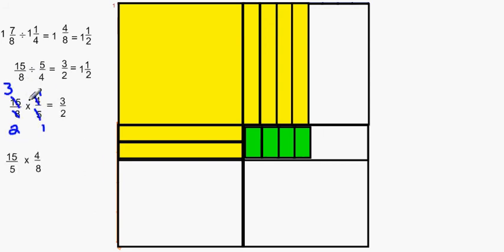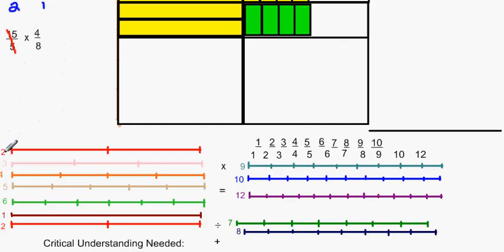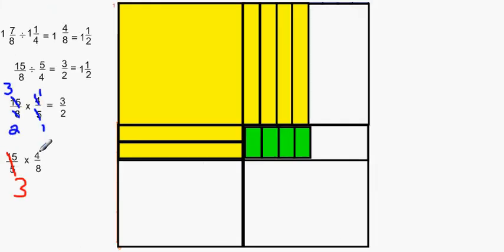So we could show that 15 times 4 can be written 15 times 4. 8 times 5 could also be written as 5 times 8. 15 divided by 5 is 3. Whoops, sorry. And 4 eighths is the same thing as 1/2. So times 1/2, and I'm still going to get 3/2.